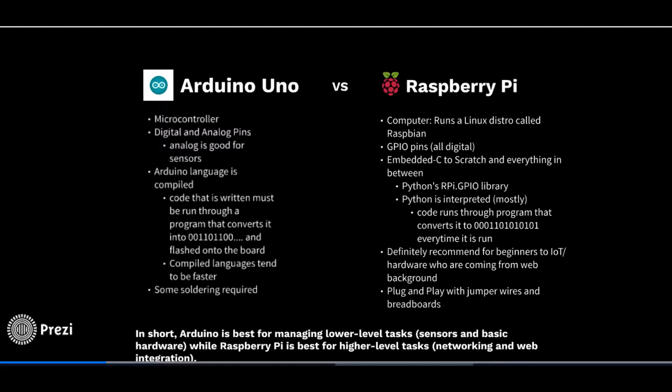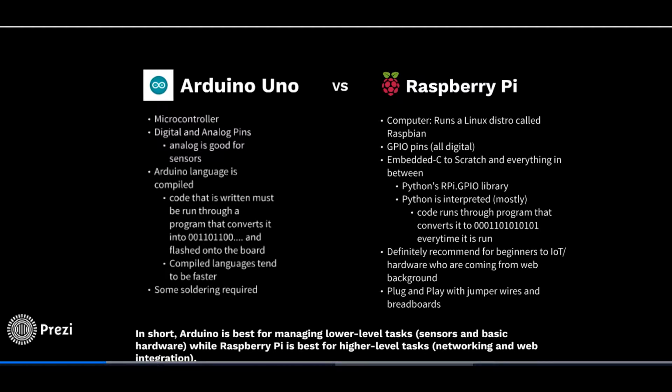You have to be good at soldering in order to get good with an Arduino. On the other hand, there's the Raspberry Pi, which is a full computer. It has its own operating system, like Mac or Windows, but in this case, we use a Linux distro called Raspbian. All of the pins on the Raspberry Pi are digital, so they only communicate in ones and zeros.